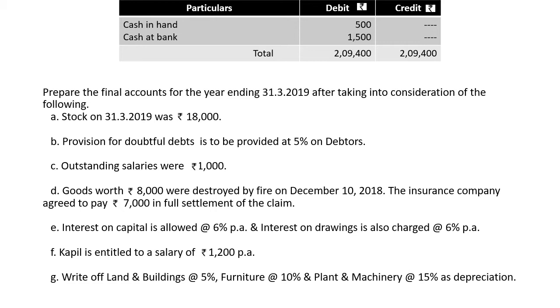Then the last adjustment is to write off land and buildings 5%, furniture 10% and plant and machinery 15% as depreciation. So we have to calculate depreciation on these assets and it has to be debited in the profit and loss account, and then in the balance sheet asset side we have to deduct it from the respective assets. So with these adjustments we have to prepare the trading account, profit and loss account, profit and loss appropriation account, partners' current account and partners' capital account, and finally the balance sheet. Okay.